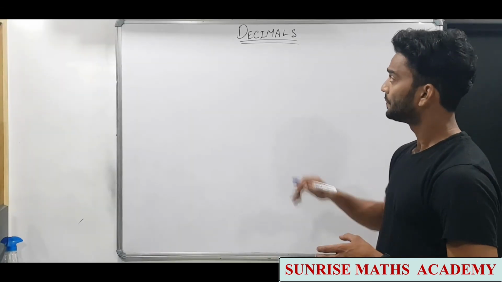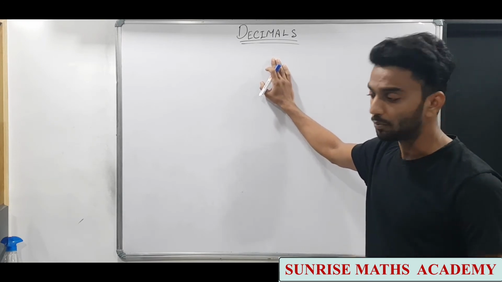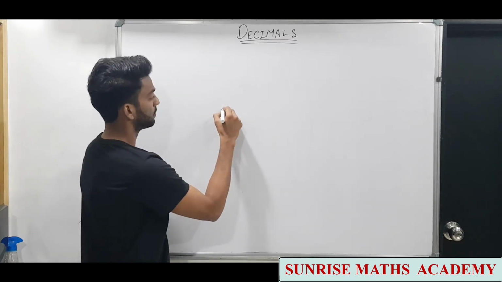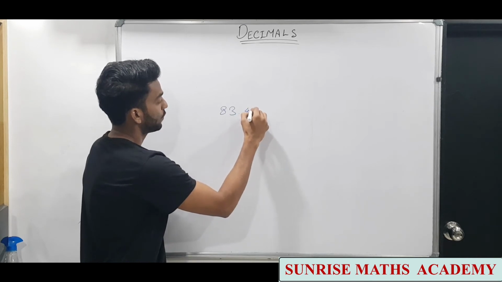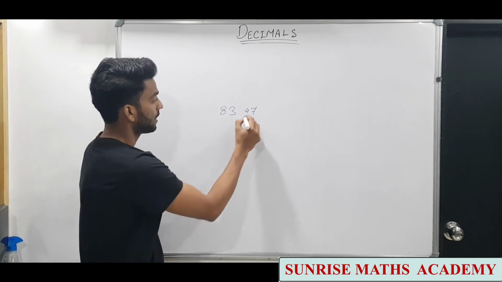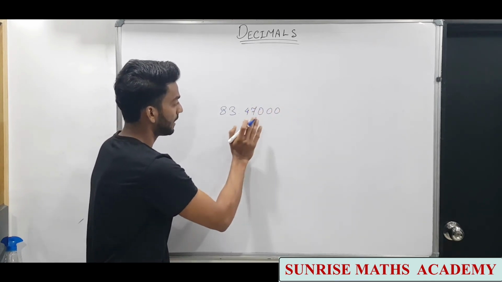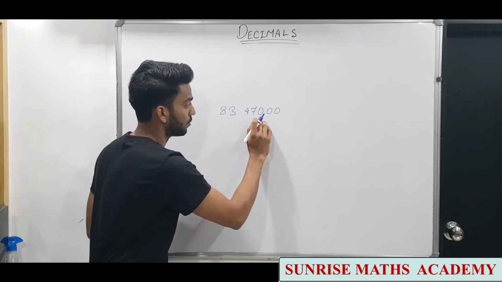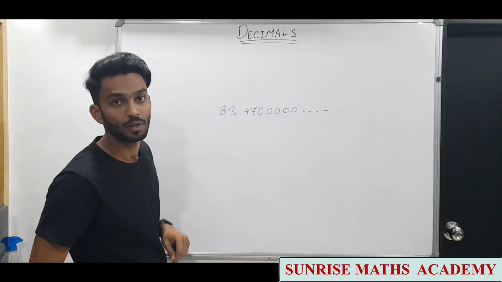Next thing here, when we are talking about decimal numbers, they have one property, only one property, and it is a very important property. If we have a decimal number 83.47, now the property is that we can write zeros at the right end of the decimal part. Decimal का जो end है right side में हम लोग zeros add कर सकते हैं, infinite zeros add कर सकते हैं. That is the property.